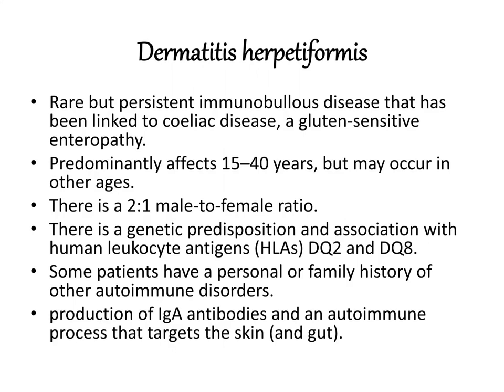Then we will move on to dermatitis herpetiformis. It's comparatively rare compared to the two conditions we discussed already. It is a persistent immunobullous disease that has been linked to celiac disease, a gluten-sensitive enteropathy. It affects predominantly the middle-aged, with a 2-to-1 male to female ratio. There is genetic predisposition, certain HLAs are associated with dermatitis herpetiformis, and some patients have a personal or family history of other autoimmune disorders.